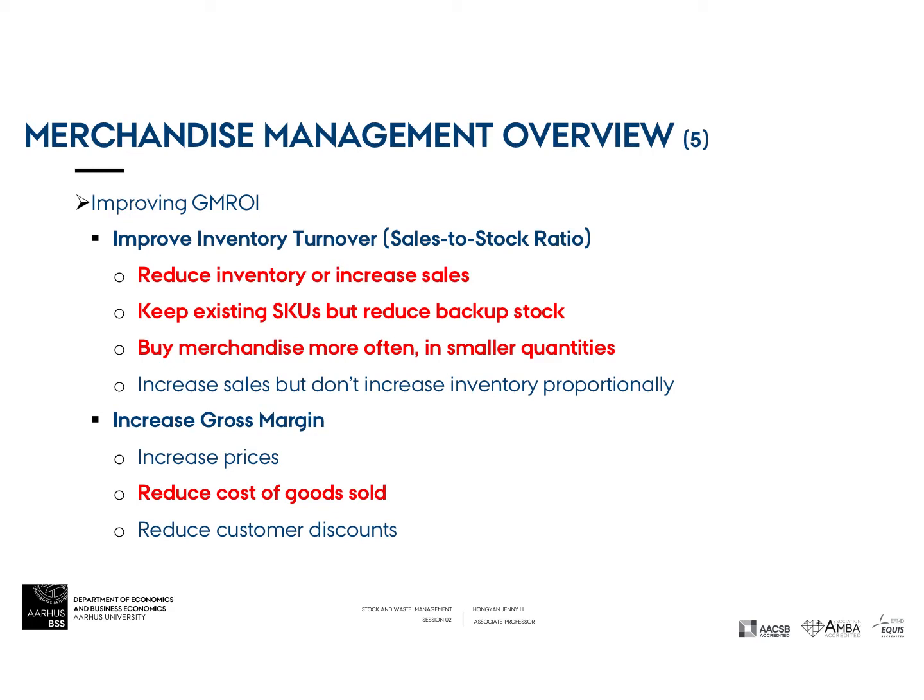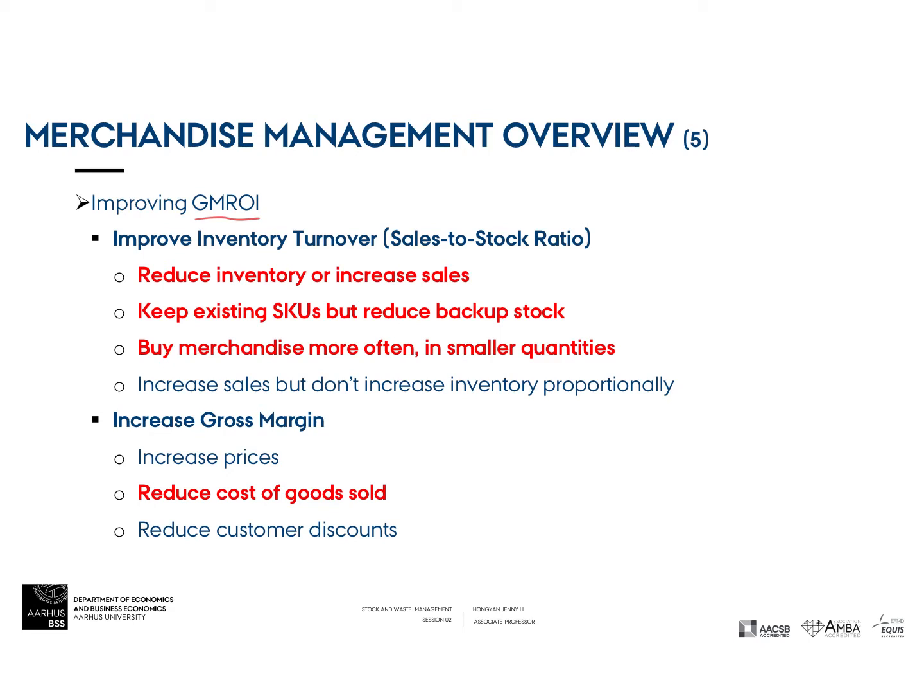So here we can start with these strategies or general insights. In order to improve the merchandise management performance, for example, if we try to improve the GM ROI, then you can improve inventory turnover. So the suggestion is to reduce inventory or increase sales. That's almost common sense for retailers.